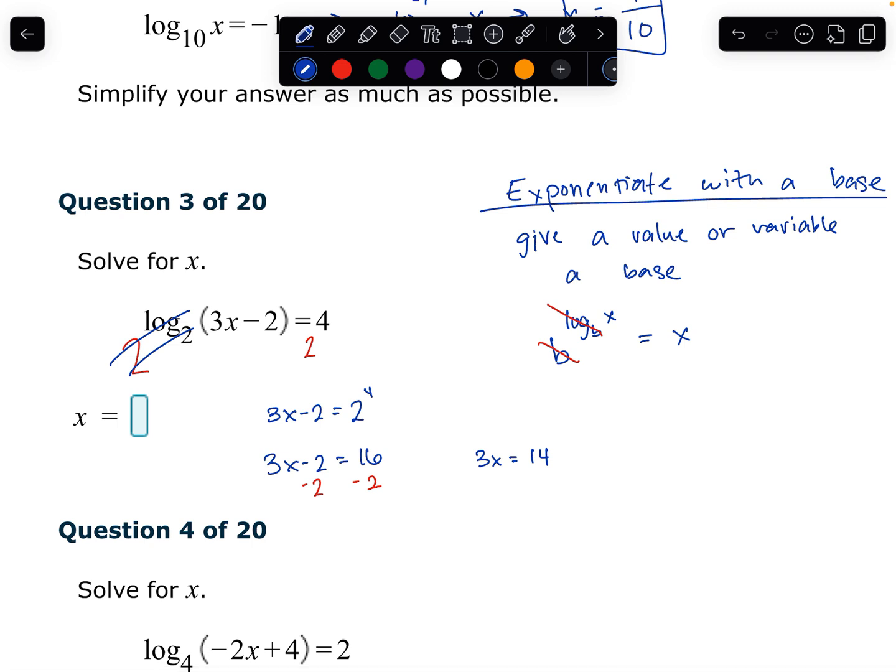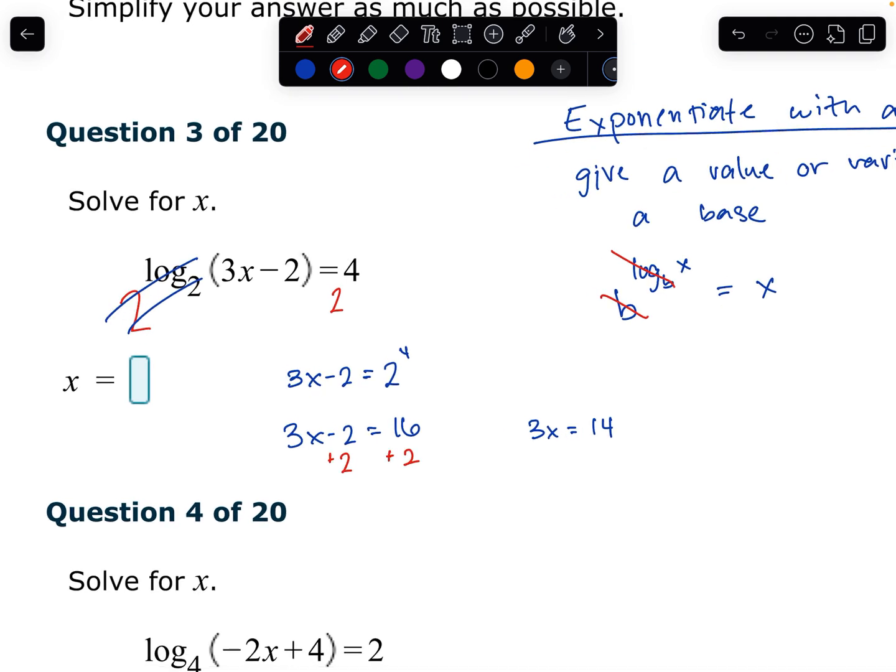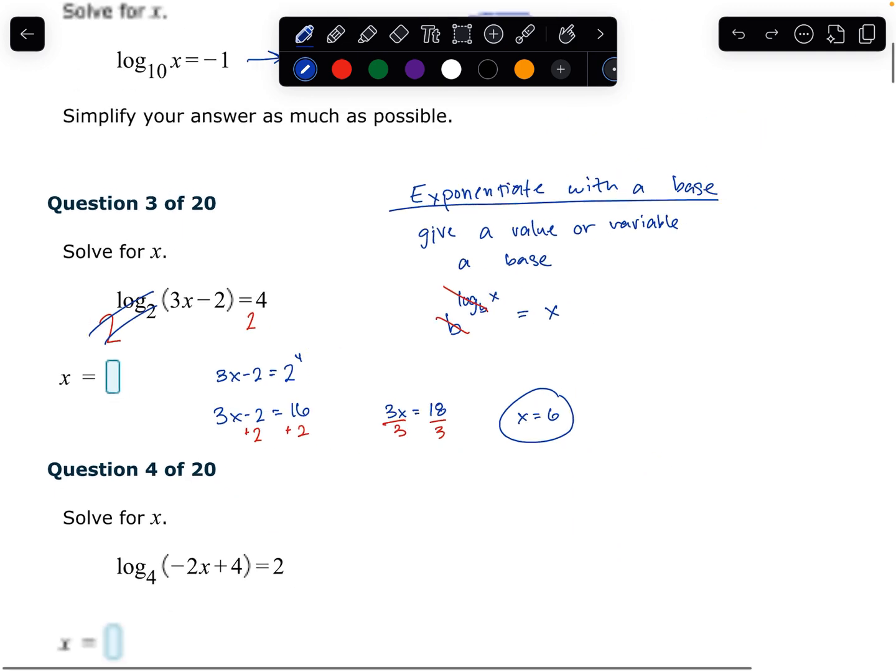Something feels a little off right here. Hold on, let me look at this. Let me double check because I divide by 3. Oh, that's because I shouldn't be subtracting 2. I should be adding 2. There we go. So then that will make this 18, and then I'll divide both sides by 3. So then I'll get x is equal to 6. So that will be my solution for this x right there to make this equation true.